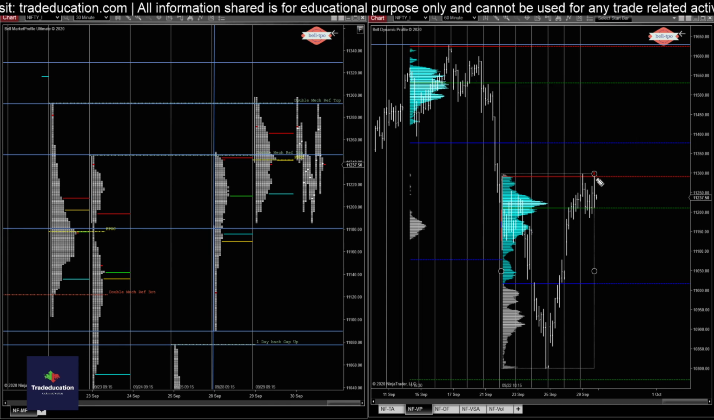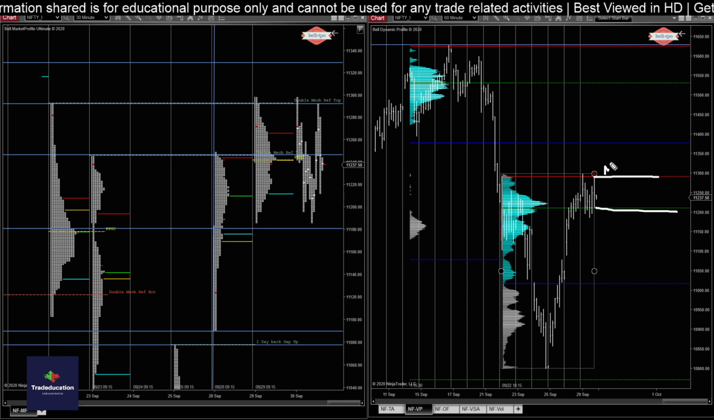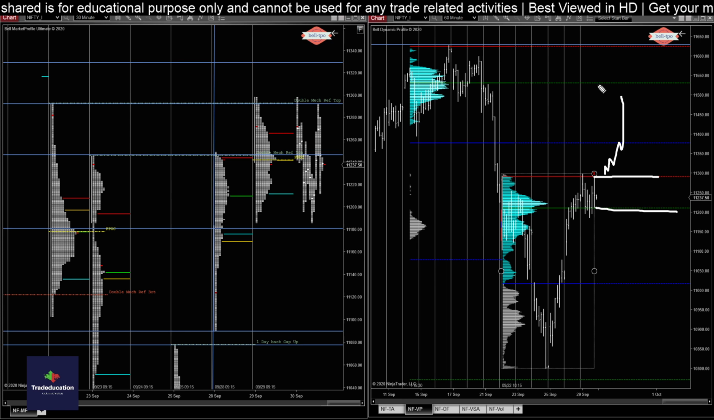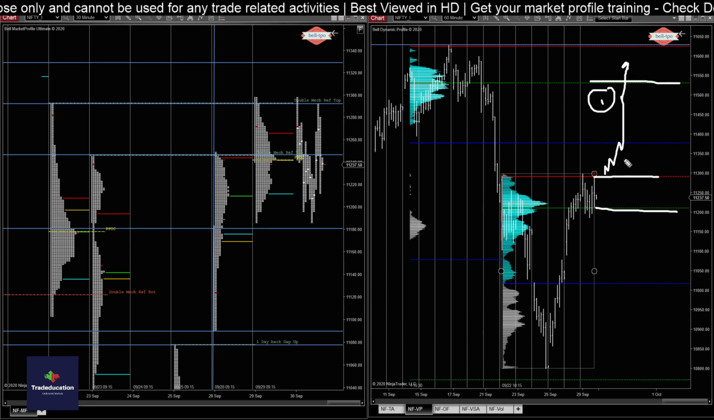So I'm expecting, if the auction finds support, so right now the support is at VPOC. If the auction finds support around the value area high, then expect it to continue higher with a target of this particular balance, with the VPOC to be tagged. Okay, this is the first path from the positional perspective is what I'm seeing.